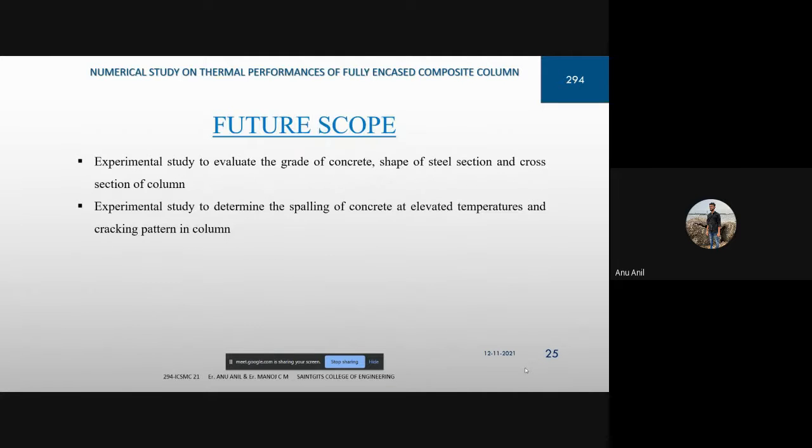So some future scope is here where we can do experimental study to evaluate the grade of concrete, shape of steel section and cross section of column. And also we can do experimental study to prevent the spalling of concrete at given temperatures and cracking pattern in column.